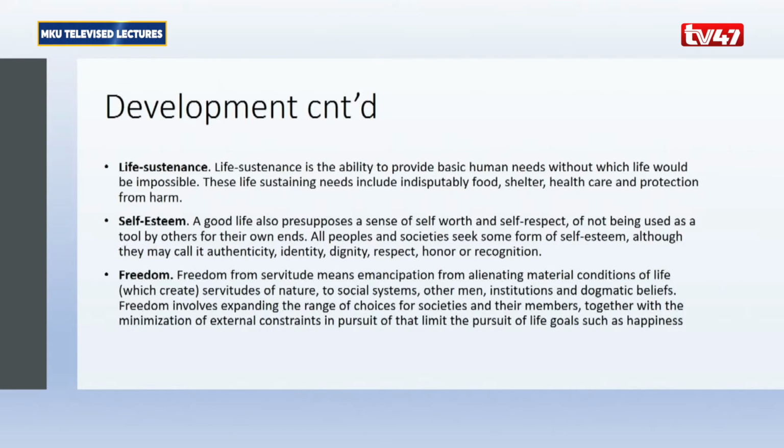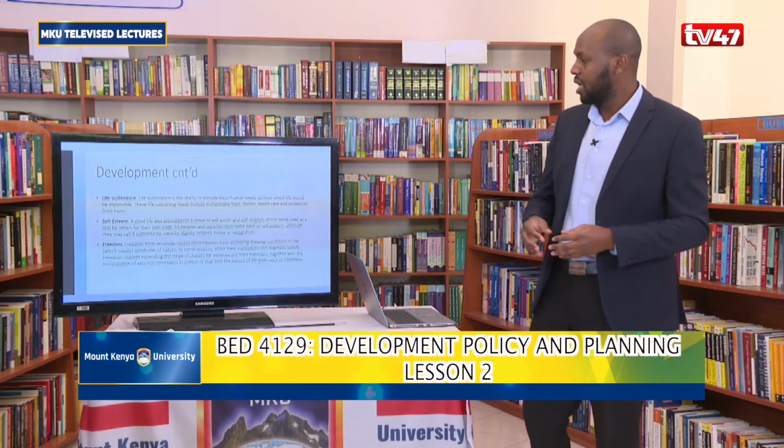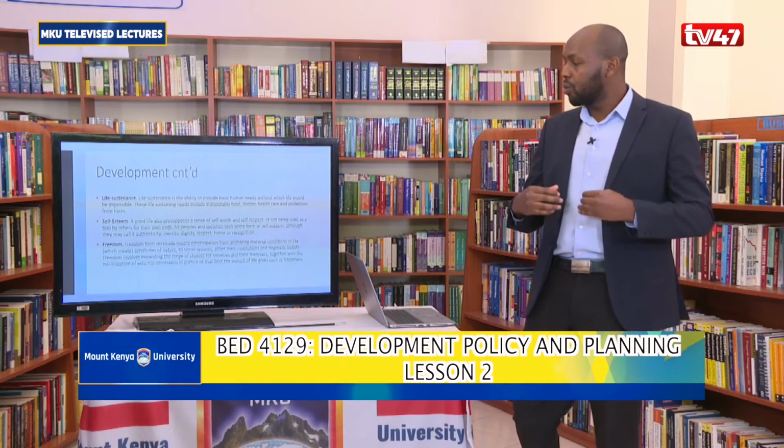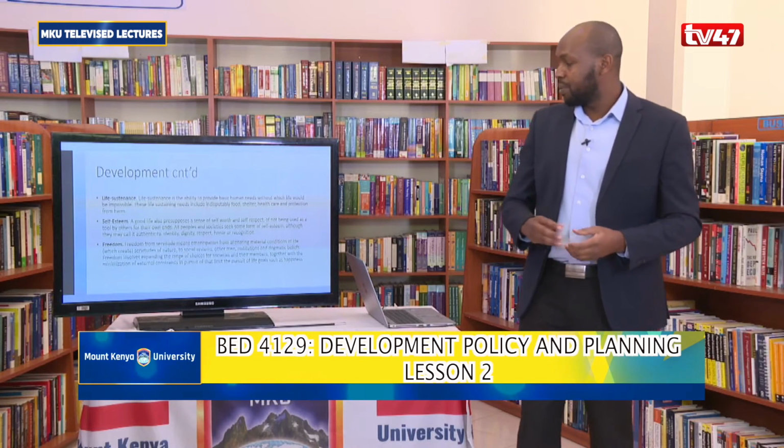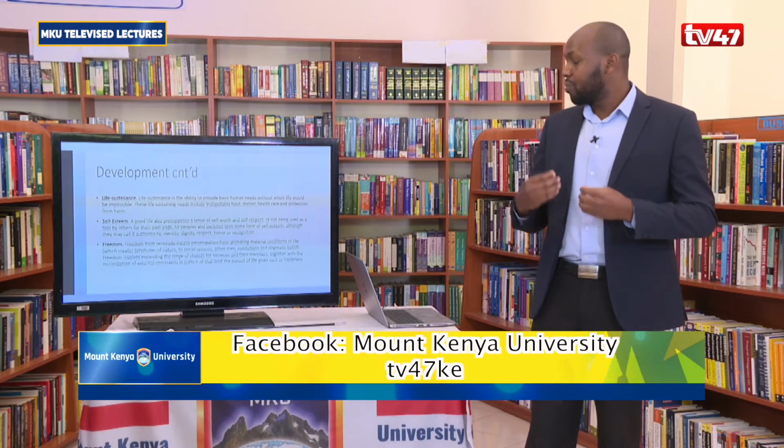Then the other component that we talked about when it comes to making life more humane is freedoms, expanding freedoms. When it comes to development, you might also want to look at it as expanding freedoms. And freedom here means freedom from servitude, emancipation from alienating materials and conditions of life, which create servitude to nature, social systems, other men, institutions, and dogmatic beliefs.